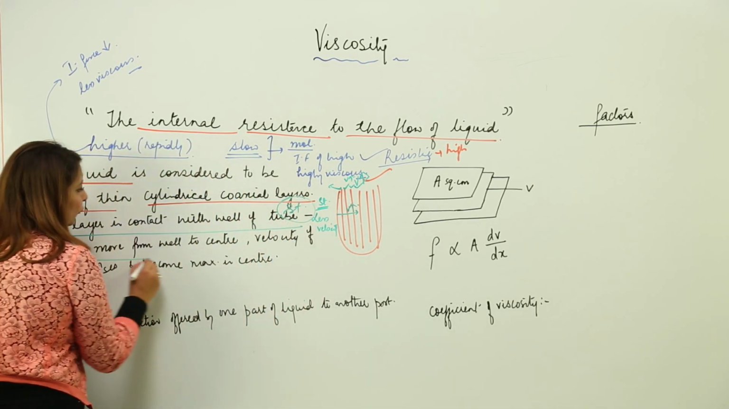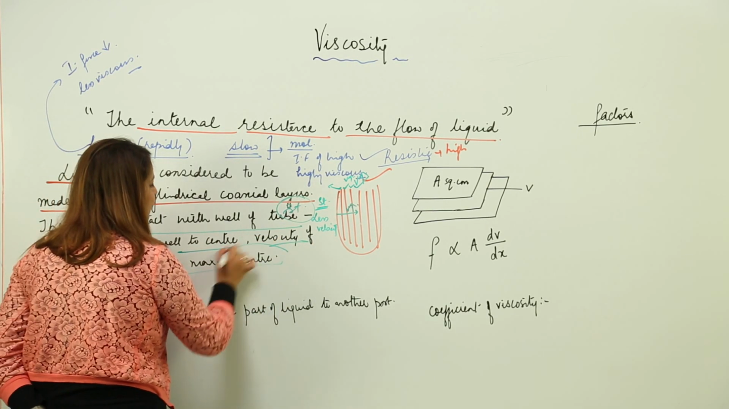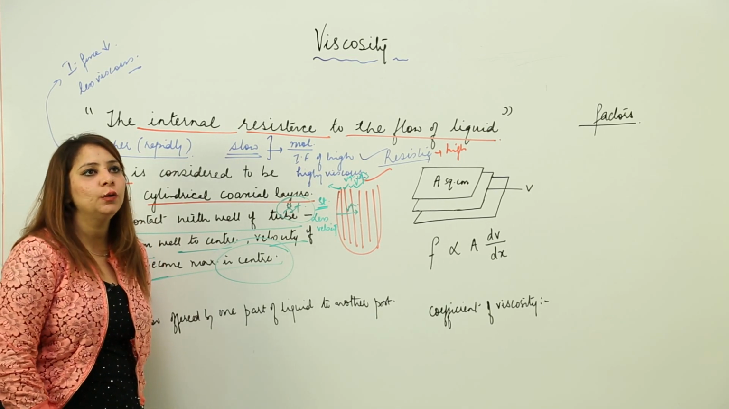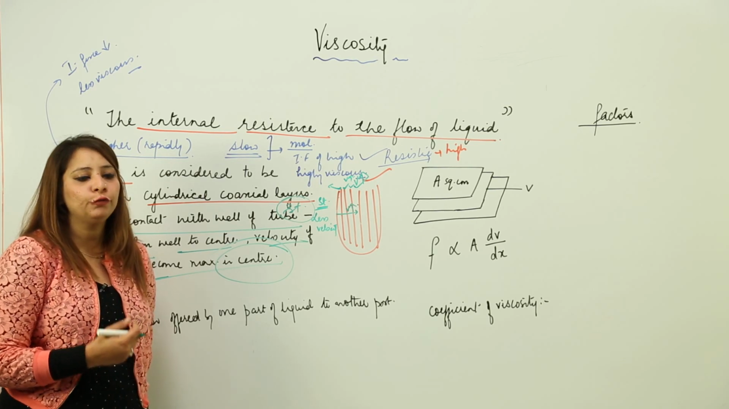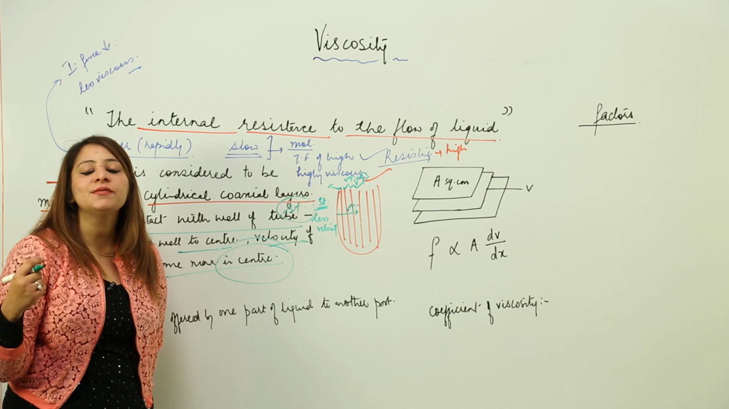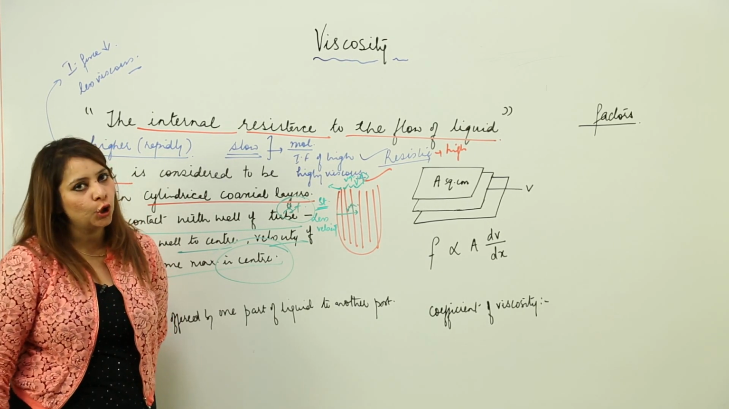As we move from the wall to the center, velocity keeps on increasing and it becomes maximum in the center. So we see a kind of trend in the velocity: as we move from center to wall, velocity keeps on decreasing, or we say that when we start moving from the wall of the tube towards the center, velocity goes on increasing.